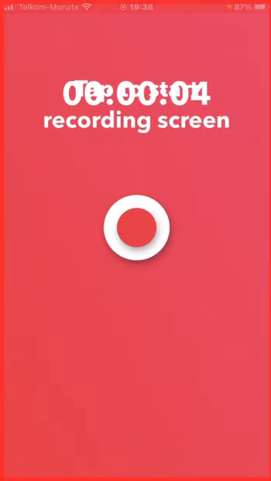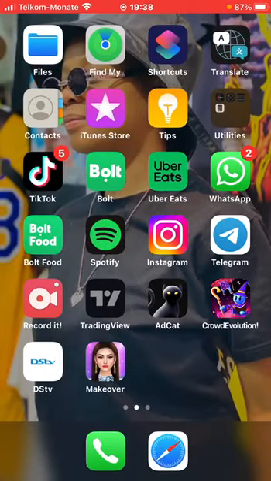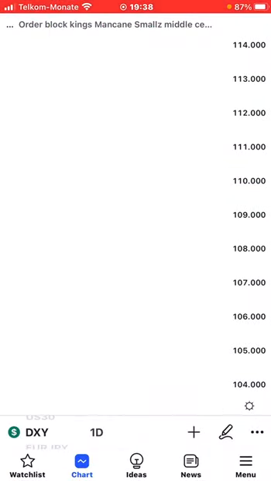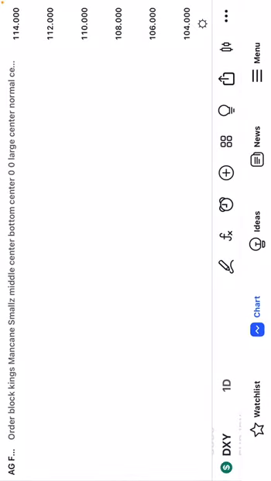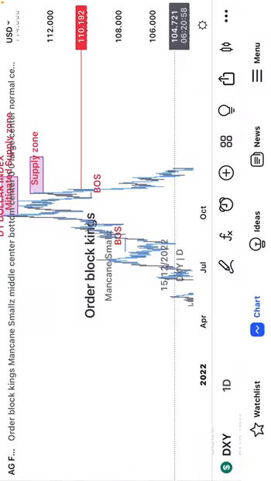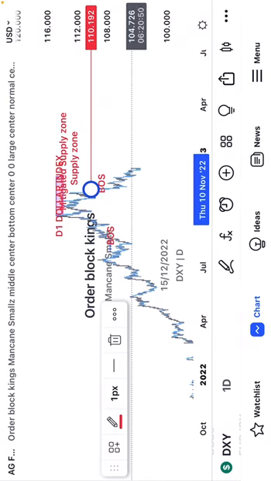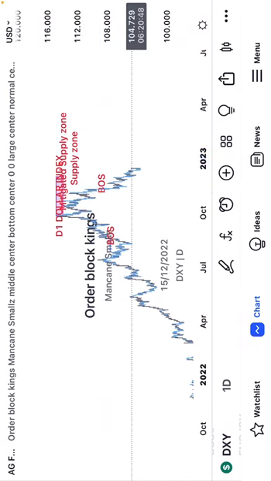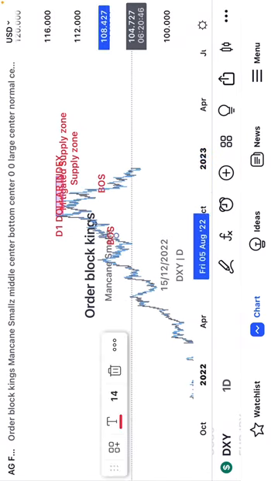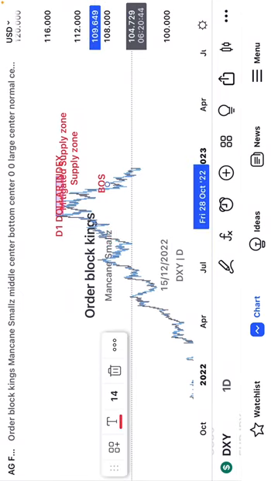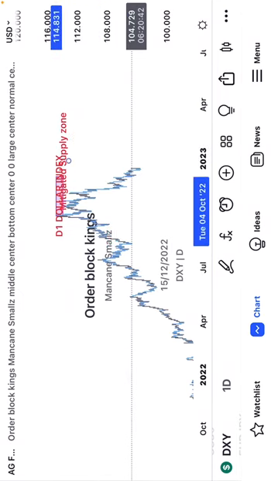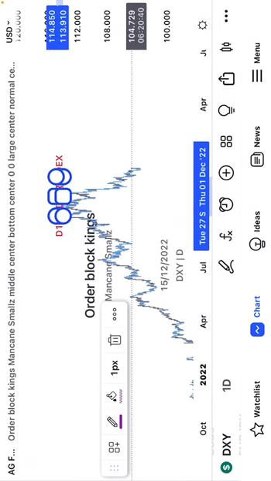Let's analyze the market. It's Thursday though, but let's just check the forex market. We're gonna start with the dollar index, which is DXY. This is daily time frame. Allow me to delete everything that I analyzed here before, so that we can have a clue on how I analyze the forex market.